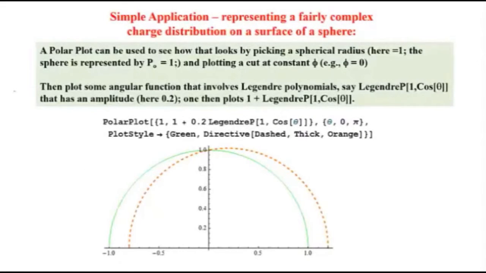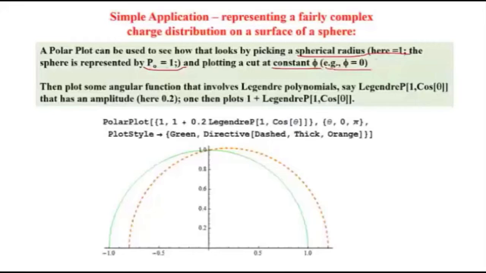Well, a simple application of using the Legendre polynomials has to do with problems where you have a charge distribution on a surface of a sphere that is dependent on the angle theta. We can use a polar plot to see how this looks, and here we start with a spherical radius equal to 1, and the corresponding Legendre polynomial that will give you this is P0, which itself is equal to 1. So what we can do is plot a cut through the 3D charge distribution at some constant phi, and so we'll take phi equals 0.